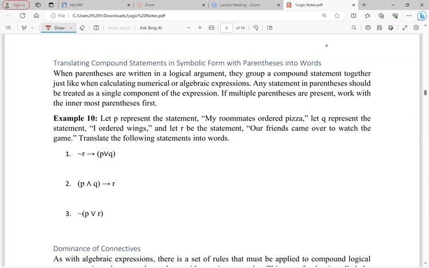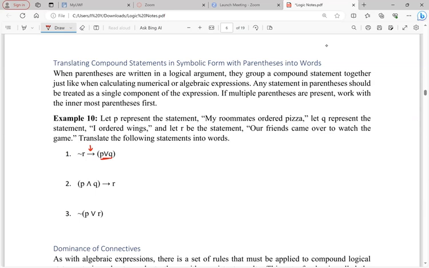So we let P represent the statement, my roommates ordered pizza. Let Q represent the statement, I ordered wings. And let R be the statement, our friends came over to watch the game. So let's translate. We start off with an if then, and we have an or in here. So what this is telling me is I need to group this.